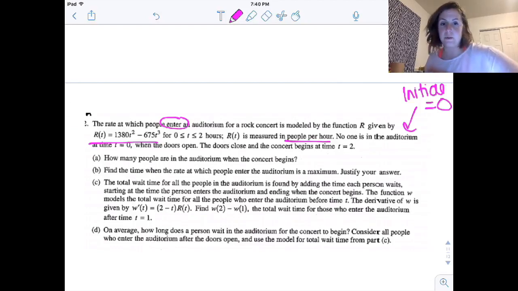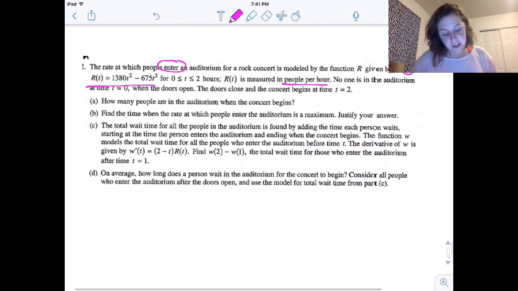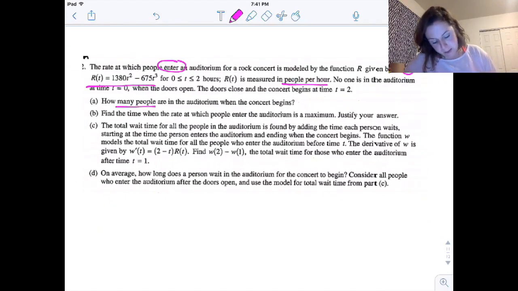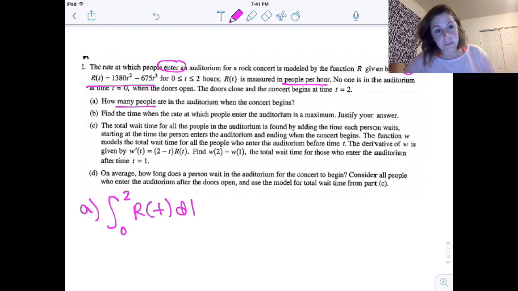So how many people are in the auditorium when it begins? Well, I'm given the rate people enter. So to find the number of people, for A, I'm going to look at the integral from 0 to 2 of R of t dt, the number of people that arrive. And actually calculating that out, that should be 980 people.